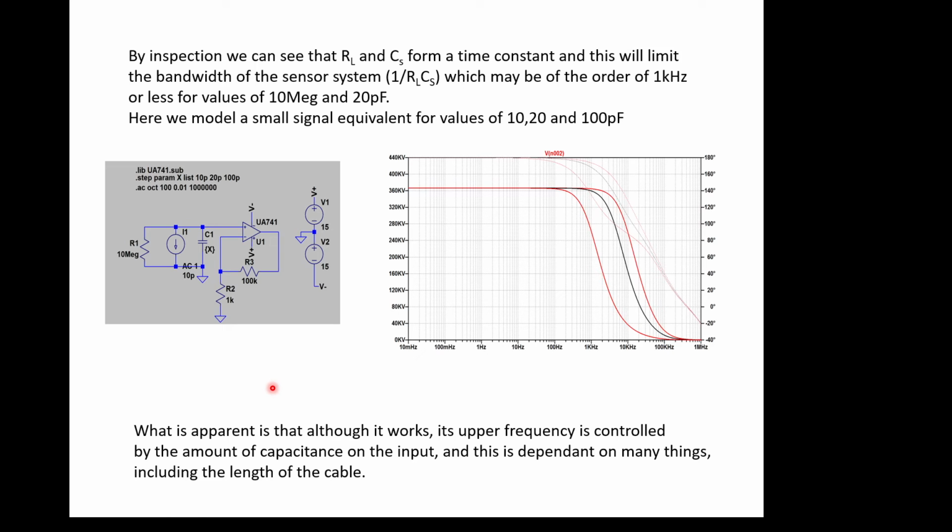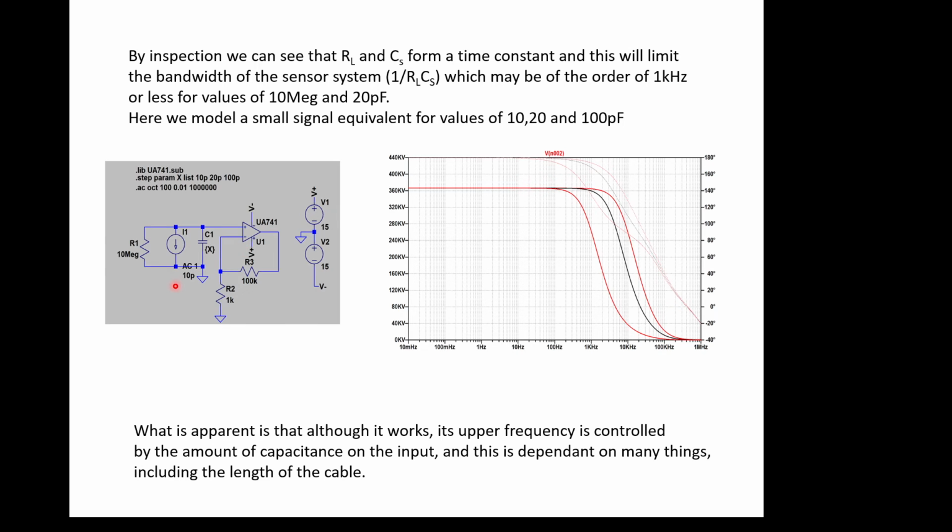So as I alluded to, there's a time constant involved, and if you get time constants you tend to end up with poles and things being affected by frequency. So RL and CS tend to form a time constant, and that leads us to a bandwidth which is 1 over RL CS. And if the capacitance is 20 picofarads and our resistor is 10 meg or so, this leads to a cutoff frequency of around a kilohertz or so, which is not great.